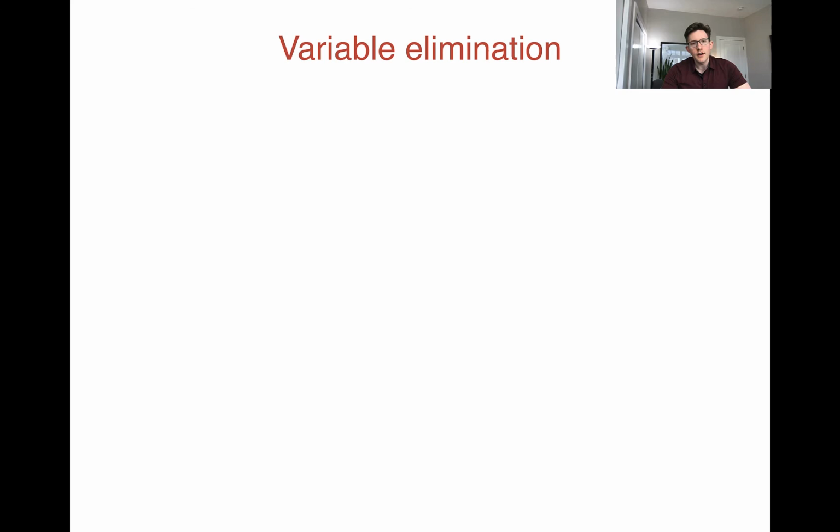So this is going to be more expensive in general. In fact, much more expensive, can be exponential in the number of variables, as we're going to talk about in just a minute, in the worst case. But it has the advantage of applying to any structure of probabilistic graphical model. So to motivate variable elimination as an algorithm, let's give an example.